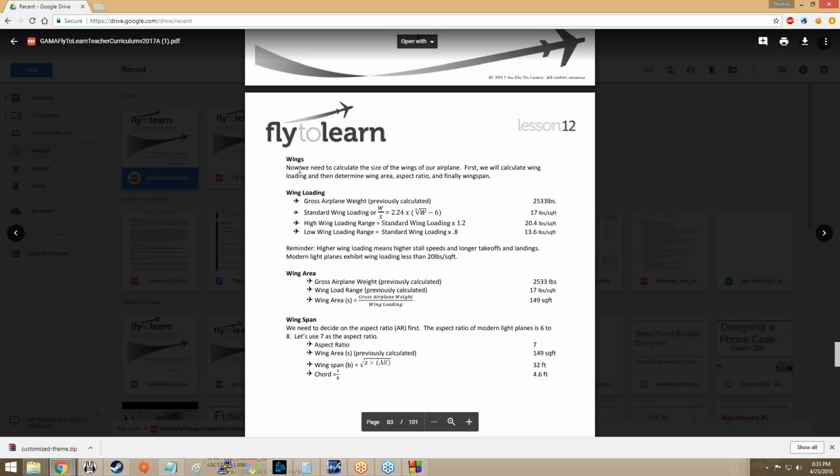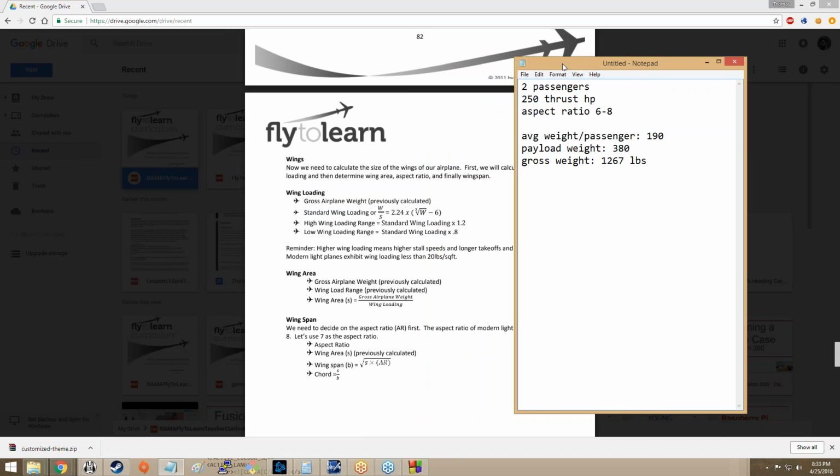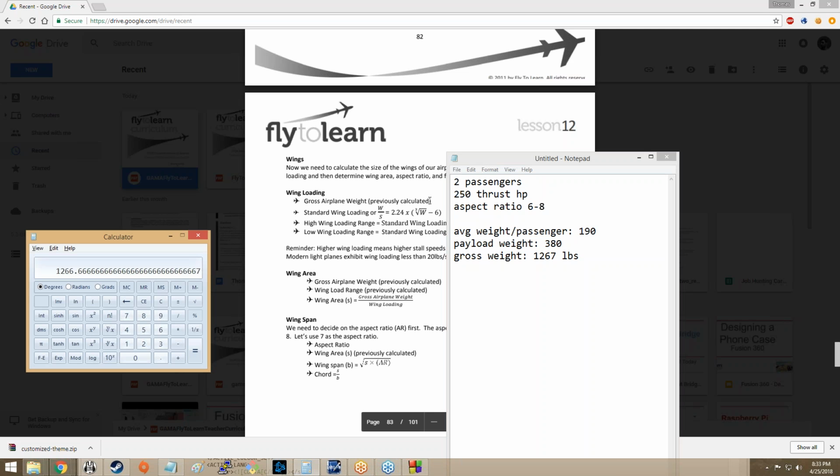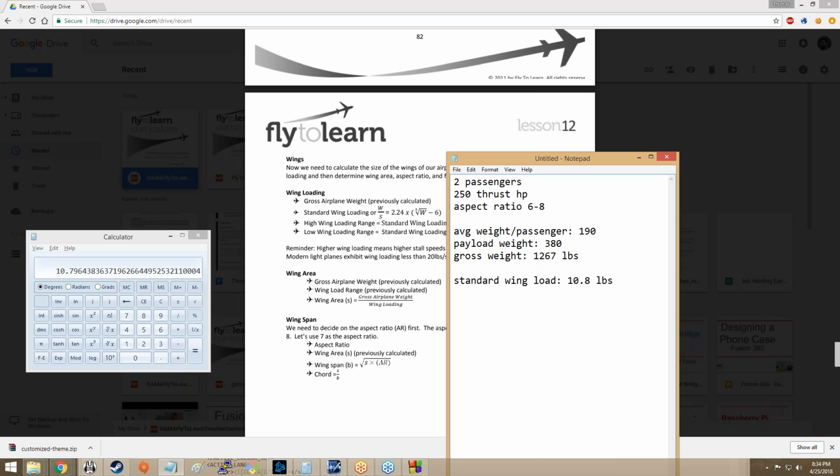Once we've gotten that, we need to calculate the size of the wings. So our standard wing loading, which is the weight divided by the surface area, is 2.24 times the cube root of the gross weight minus 6. So if we take the cube root of the gross weight, we get 10.81. Then let's subtract 6 from it, and then we'll multiply that times 2.24. So our standard wing loading is going to be 10.8 pounds per square foot.